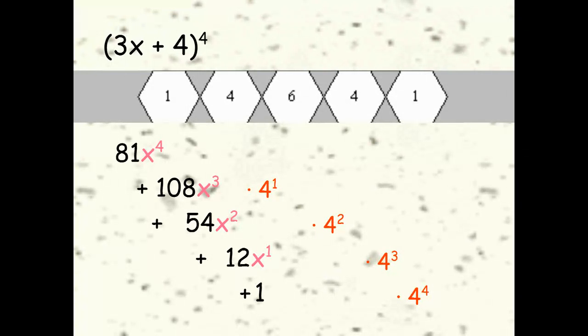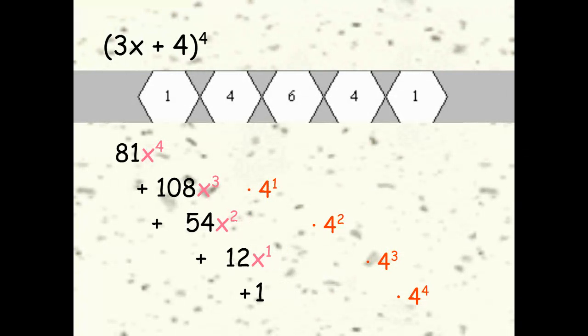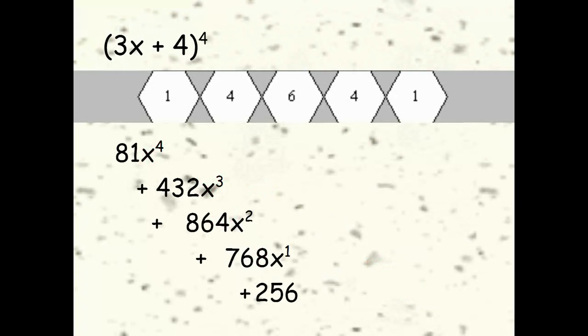Now I'm going to just make this 4 to the first, 4 to the second, 4 to the third, 4 to the fourth, and they get multiplied. So 4 to the first, of course, is 4 times 108, and 4 squared is 16 times 54. 4 to the third is 64 times 12, and 4 to the fourth is 256. And that's our answer. That's how to use Pascal's triangle. If you're at all interested, there's more to study on that. It's not the most important thing in the world, but it's kind of interesting how it helps you expand binomials.